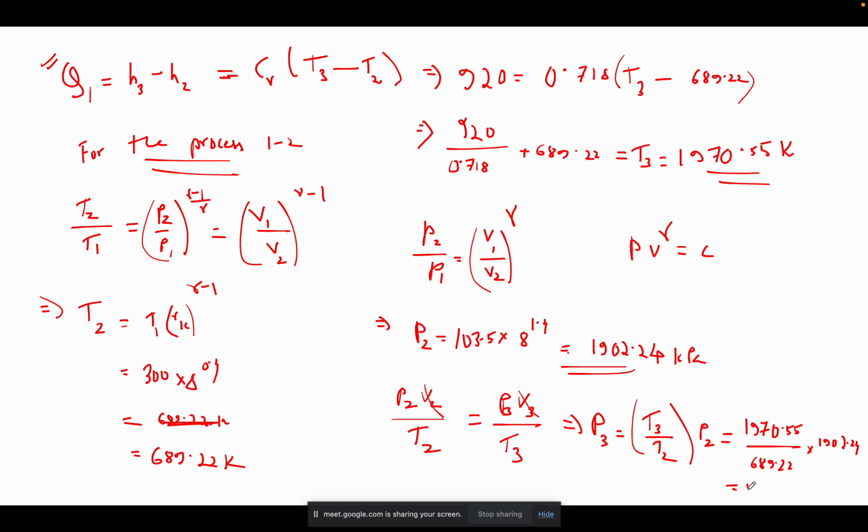So that is your 5438.697 kilopascal. Fine, so this is your Pmax. Okay, I have got Tmax, I have got this one. Now I know T1, I know T2, I know T3. Now I can also calculate T4.